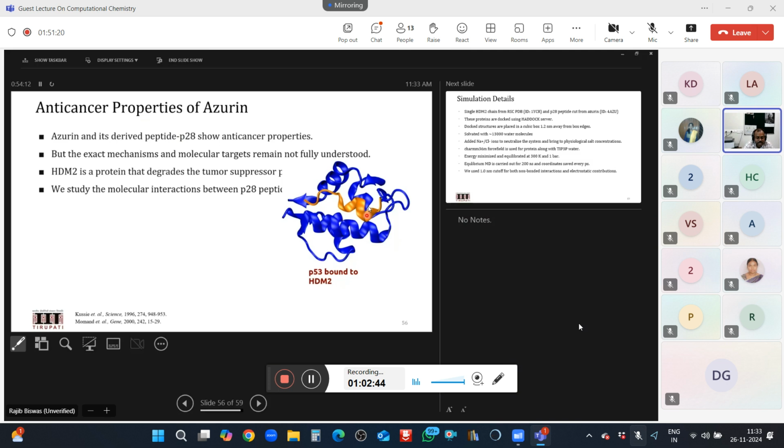We found that in addition to this p53, this is the p53 amino acid protein, if it binds with p28, it doesn't go bind with another protein which is called HDM2. So that actually reduces its tumor suppression behavior.